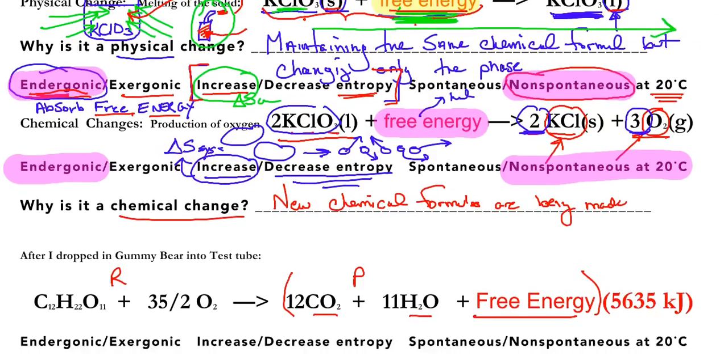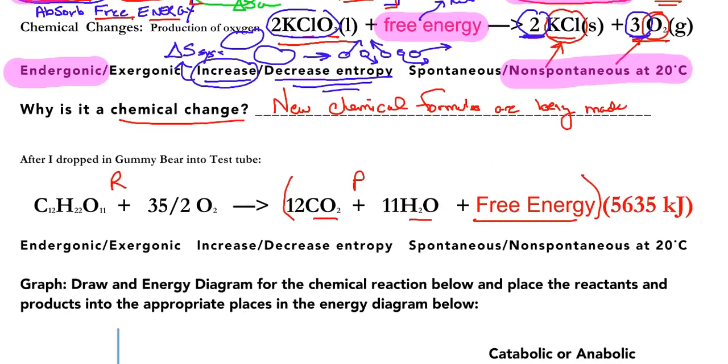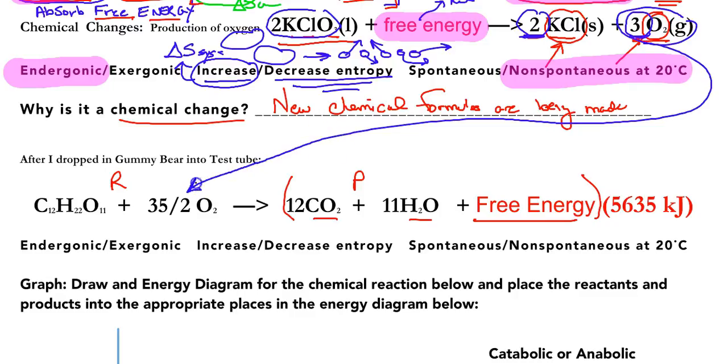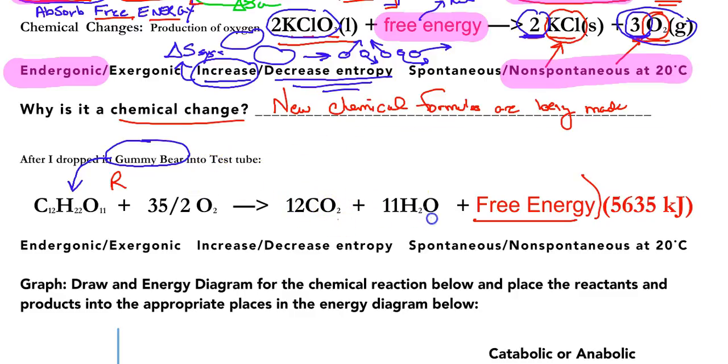All right? Now after I had this liquefied potassium chlorate that broke apart into KCl and oxygen, the oxygen that I was making was in the tube, and a lot of it. Then I dropped a gummy bear. Now, a gummy bear is a disaccharide. It's a sugar. And here's our chemical reaction. How do I know it's a chemical reaction? Because I'm making what? Brand new chemical formulas.